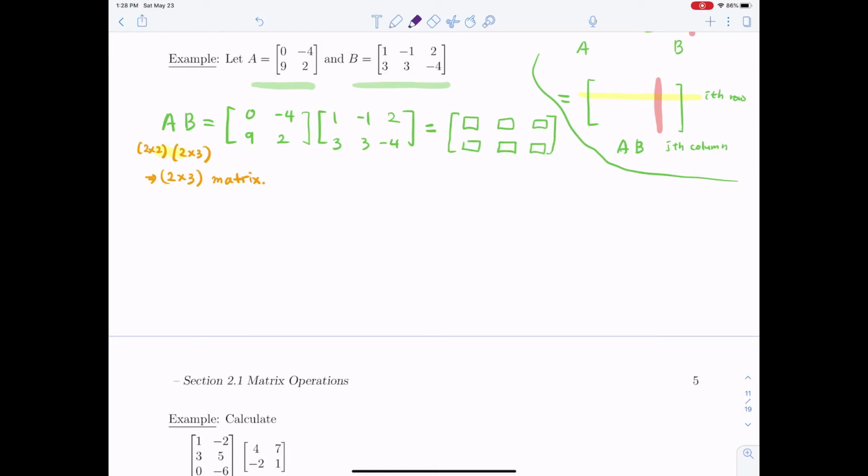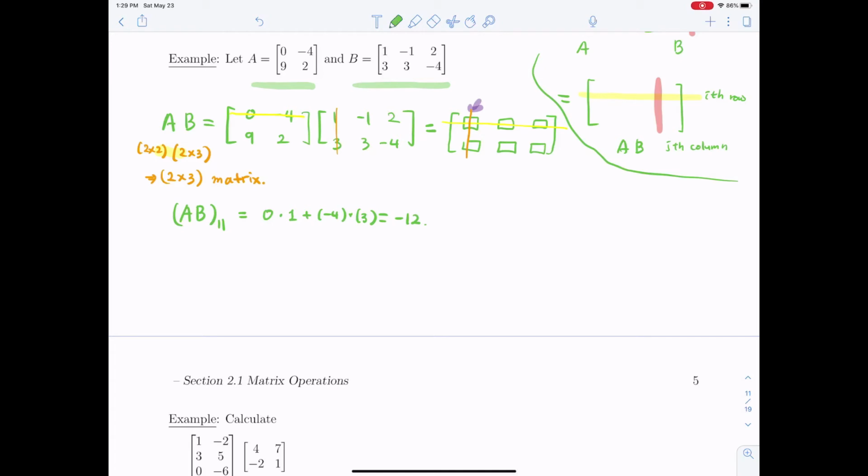So for the first blank, say this one, located at the first row and the first column, we want to take the dot product of the first row of A and the first column of B. So AB11 equals 0 times 1 plus -4 times 3, which gives you -12.